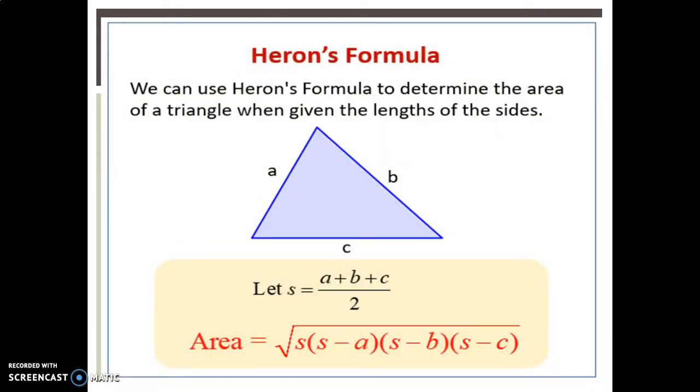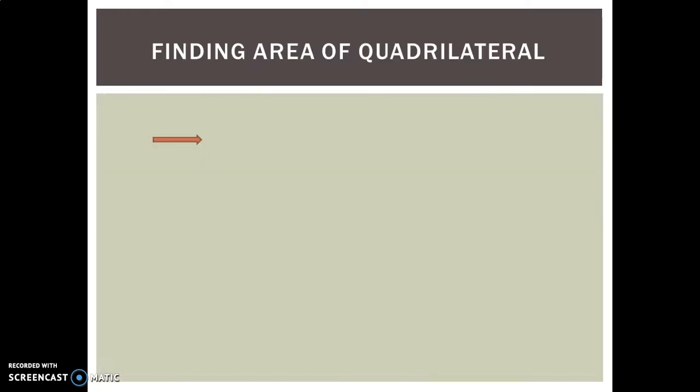We have introduced Hero's formula. Hero's formula is used to find the area of a triangle where all the three sides of the triangle are known. We use a semi-perimeter and then we use this formula, which is called Hero's formula, to find the area of a triangle. Today in this video we are going to learn how to find the area of a quadrilateral.